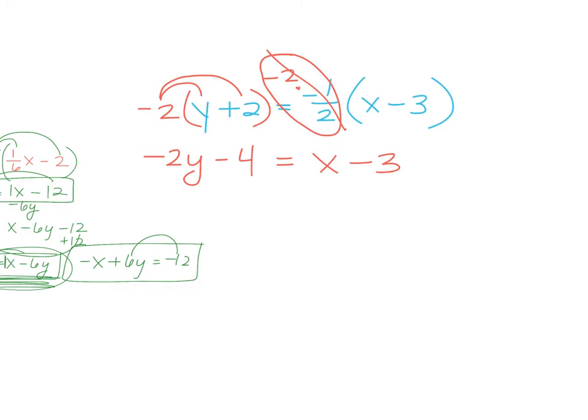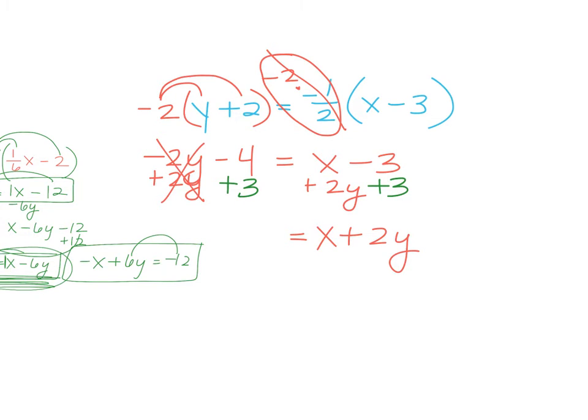Okay, so from here, we would add 2y to both sides. So add 2y. Can you combine x and 2y? No. So it's just going to be x plus 2y on the right side. And now we're going to get rid of the 3 on the left side. So -4 plus 3 is -1. So that would be your standard form. Okay? You with me on that? Yeah. Okay.